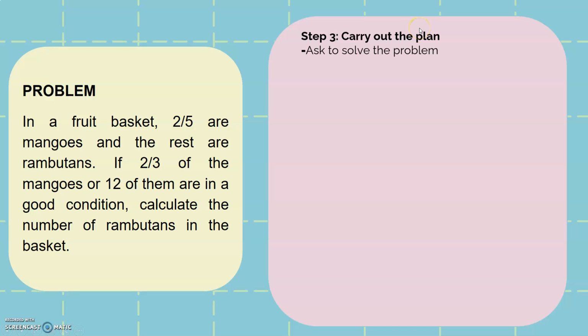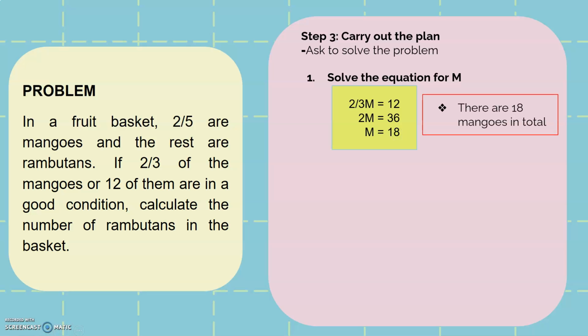I'll ask them to solve the problem by using the information from the previous slide, using the equations. For the first thing, I will ask them to solve the equation for m. Based on the previous slide, they have the equation 2/3 m = 12. Calculating it, you have 2m = 36 and m = 36 divided by 2, and they get 18. So they know that there are 18 mangoes in total.